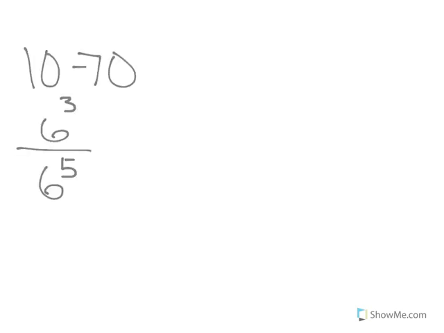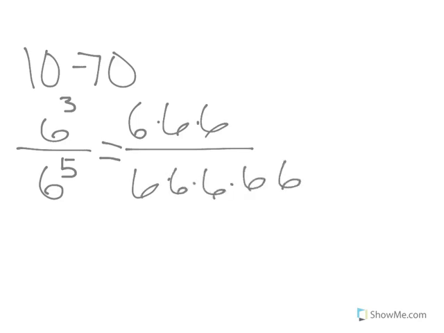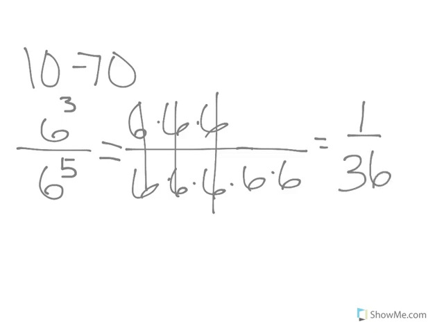So let's look at 10-70. We have 6 to the third over 6 to the fifth, and we can use exponent rules to simplify this. So we can first expand it, and it would be 6 times 6 times 6 over 6 times 6 times 6 times 6 times 6. And we know we can make the giant 1, and we can cancel out 3 sets of 6's, and then we're left with no 6's on the top, so a 1, and on the bottom of the fraction we're left with 6 times 6, which would give us 36.